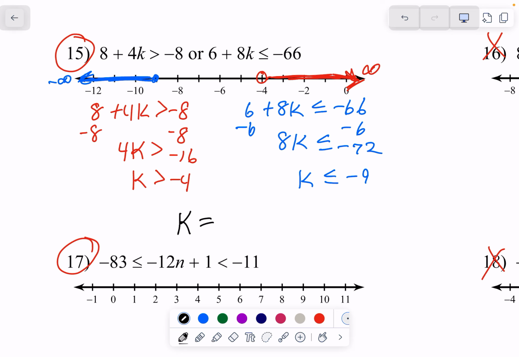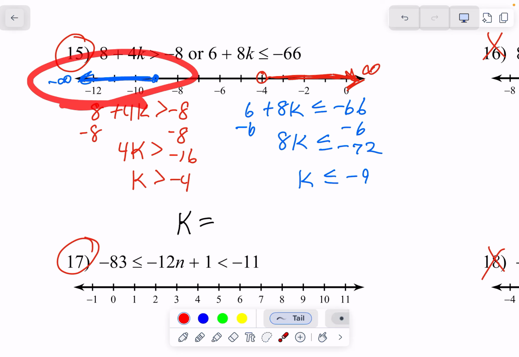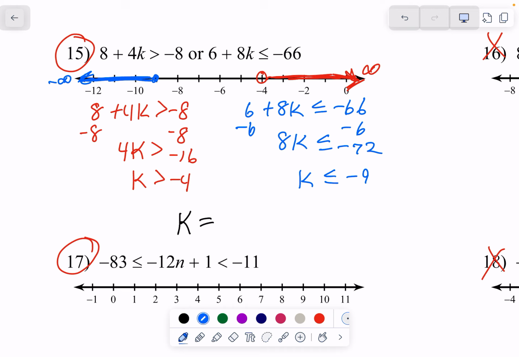We have to include this interval. Now think about if you just had that as our answer from the last section. We would just write that from negative infinity up to negative 9, include it in a bracket.